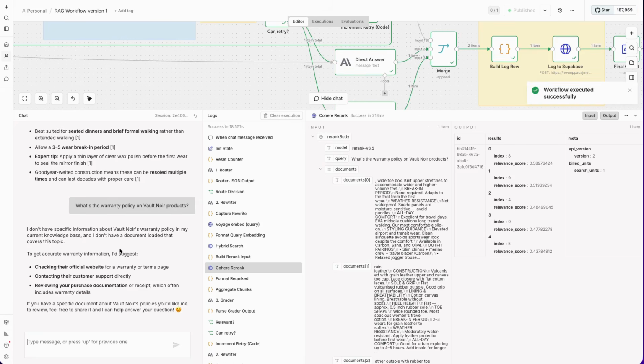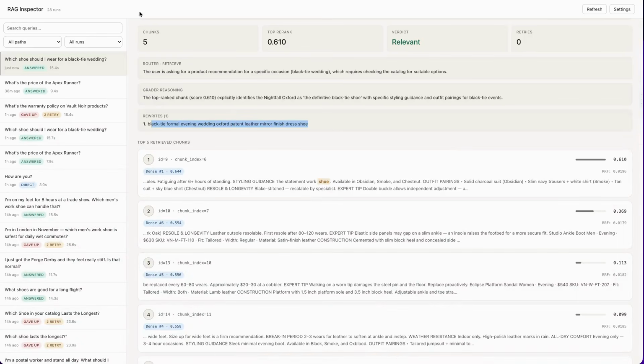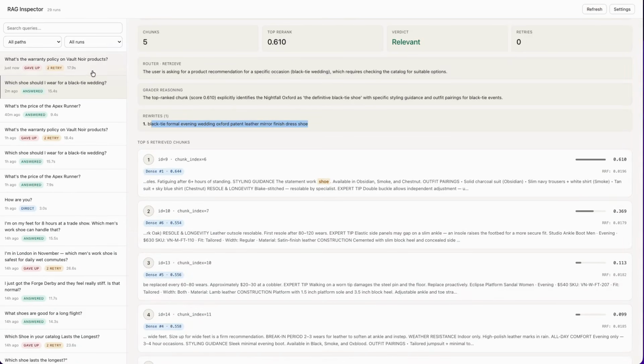All right, so we have our answer. It says, I don't have specific information about the warranty policy in my current knowledge base. This is exactly what I wanted it to do. I don't want it to hallucinate. I want it to give the right answer. And so let's go back to our inspector right here and see how it works.